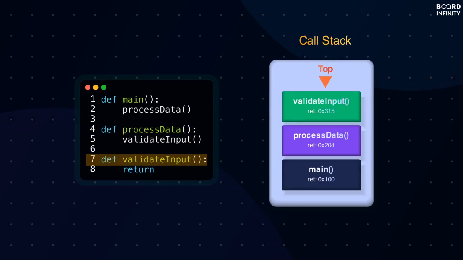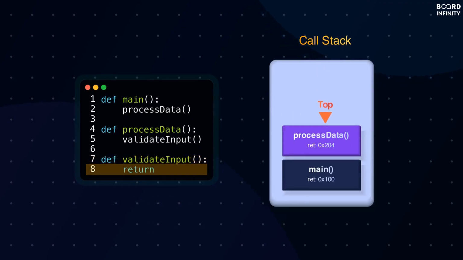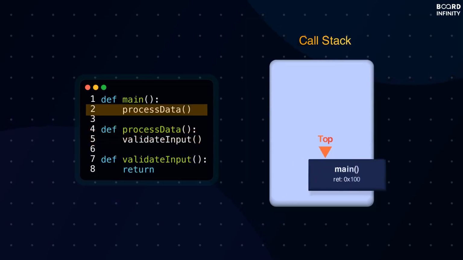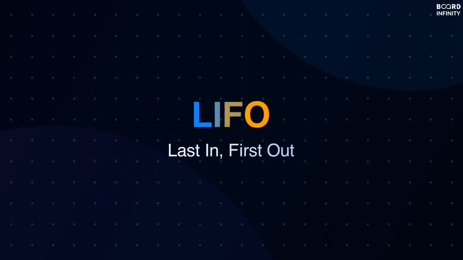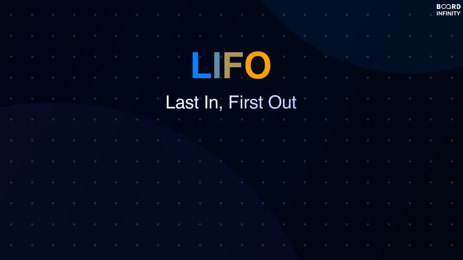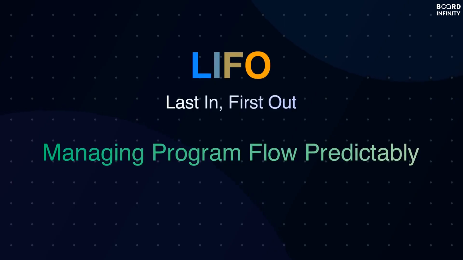When a function completes its execution, its frame is popped off the stack. The return address, stored in the calling function's frame, tells the program exactly where to pick up execution. This last in, first out, or LIFO, principle ensures that program execution always returns to the correct point in the calling sequence. This mechanism is fundamental for managing program flow, allowing complex nested function calls to execute and unwind predictably.